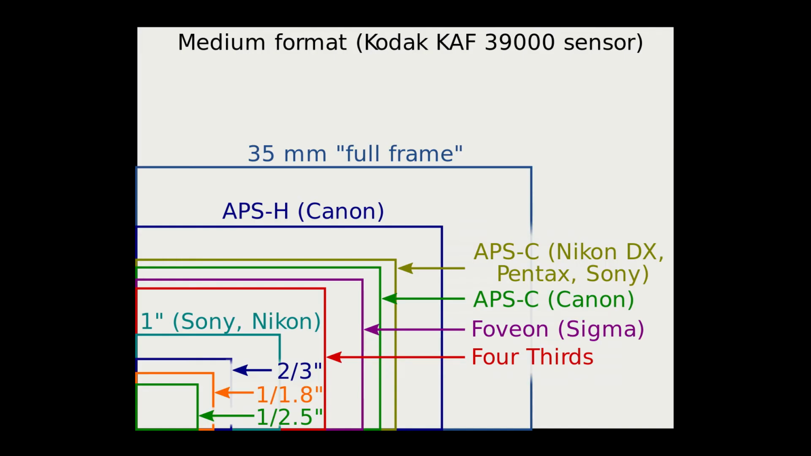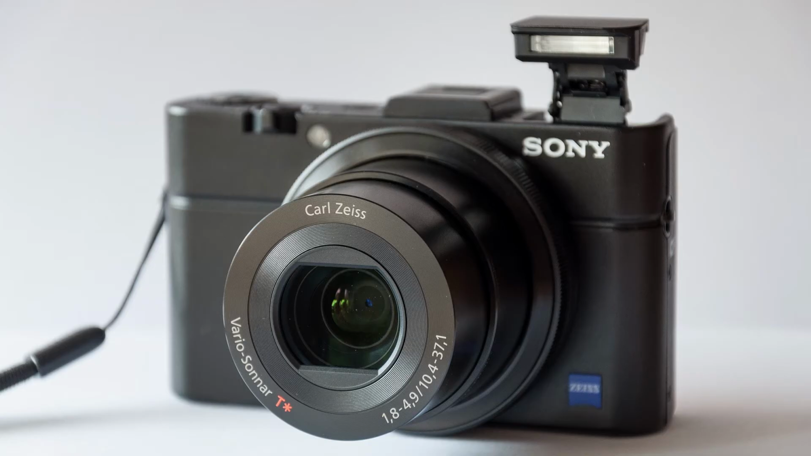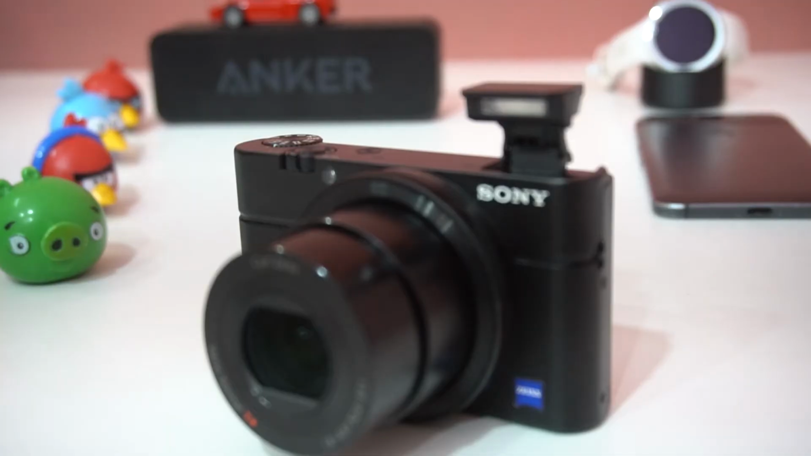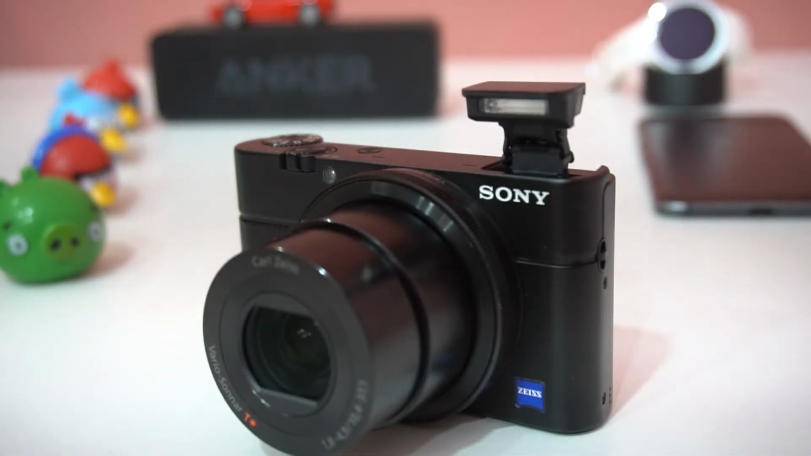Then there is the 1-inch sensor, which has dimensions of 9 by 12 mm. These sensors have become very popular in recent years, especially in premium compact cameras. They offer a sensor which is much larger than a conventional compact camera, but still small enough to fit in a pocket-friendly device. My Sony RX100 has this same sensor.